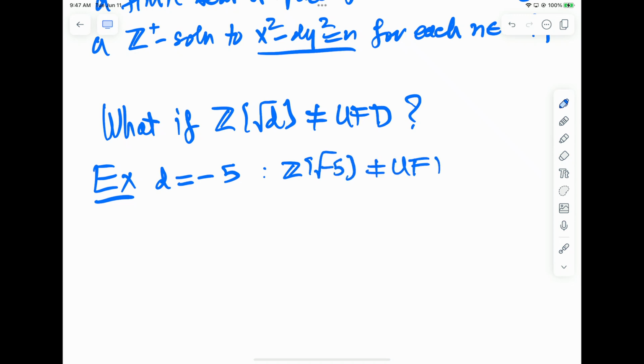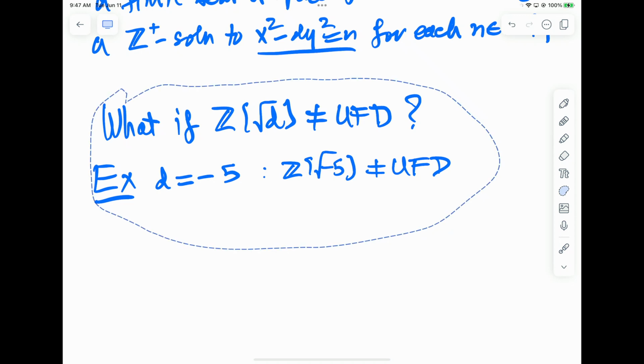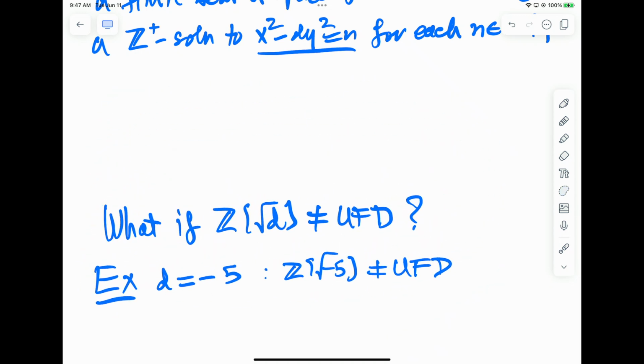Does anybody know an example of... wait, hold on a second. I forgot to point something out here. Remember we had that example. As a corollary of the theorem: the theorem said if Z[√d] has unique factorization, then we get this equivalence. I thought I had that written down in my notes as a comment here.